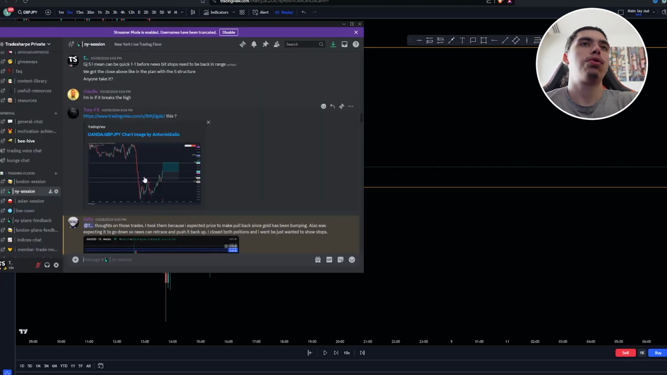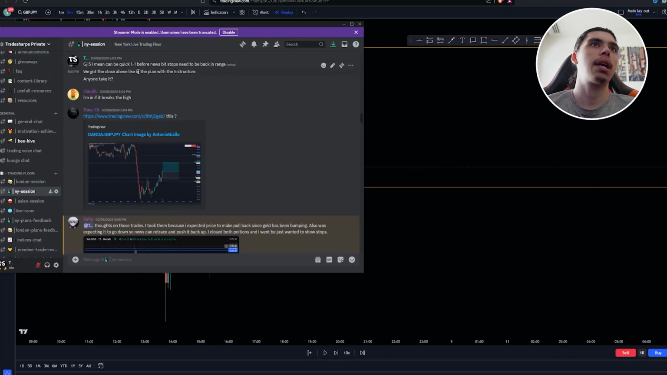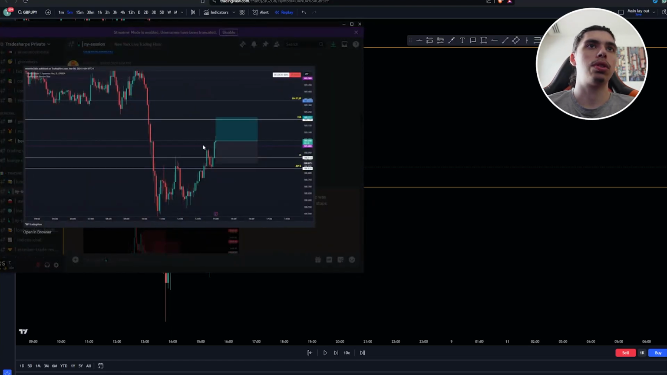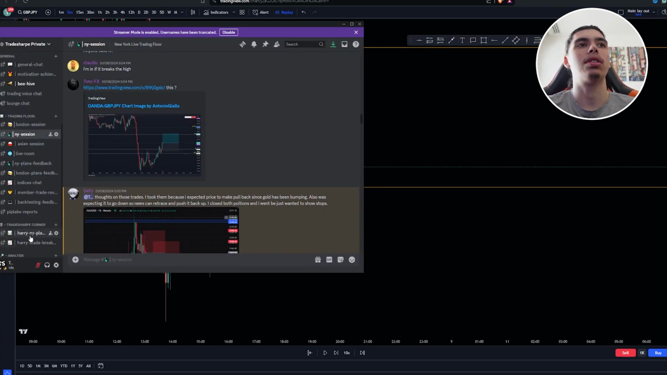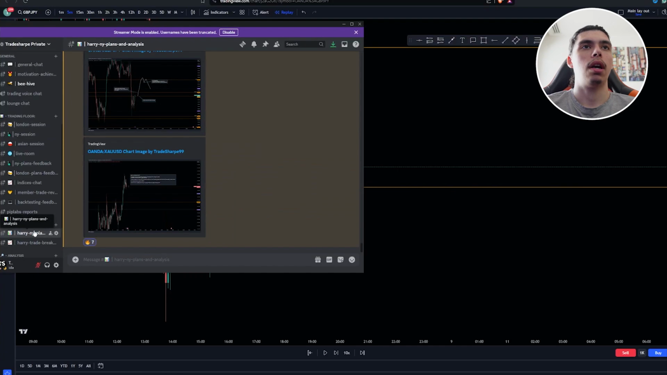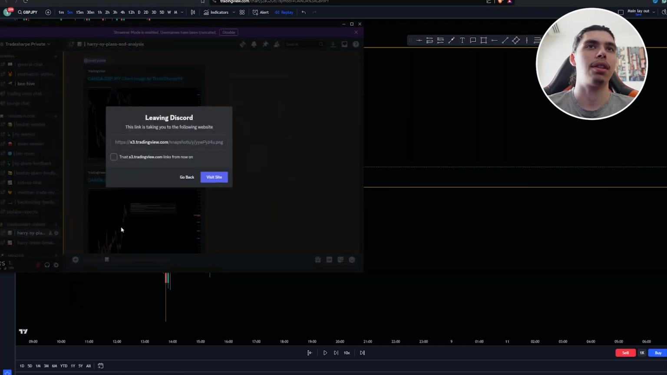So here in the exclusive group, this is the trade we were looking for, NY. So I popped it in NY here. 5-minute can be quick, get the close above like the plan with the 5-minute structure, right? And then, yeah, this was the one, right? You can see that's the exact same one, which you'll see populate now on the charts. And this was exactly the plan that was sent in before it actually populated here, right? We could see here, I mean, if I can make this bigger.